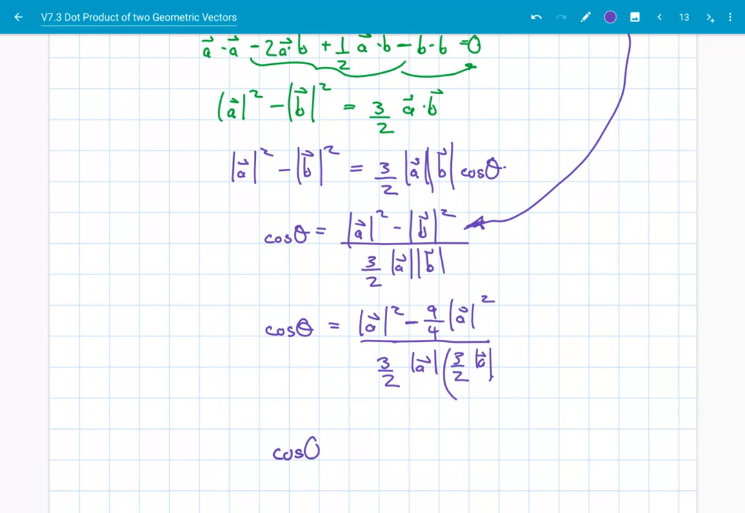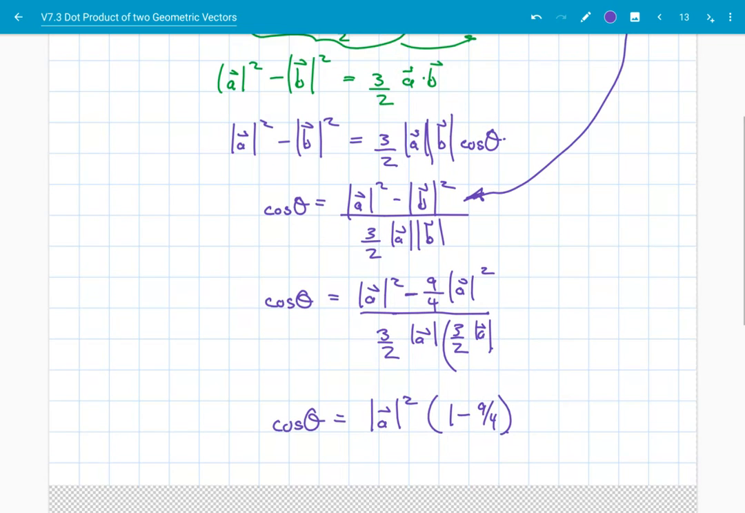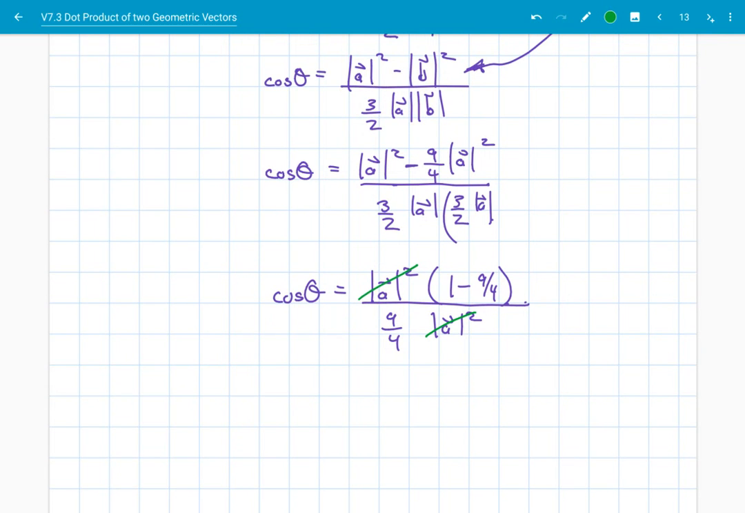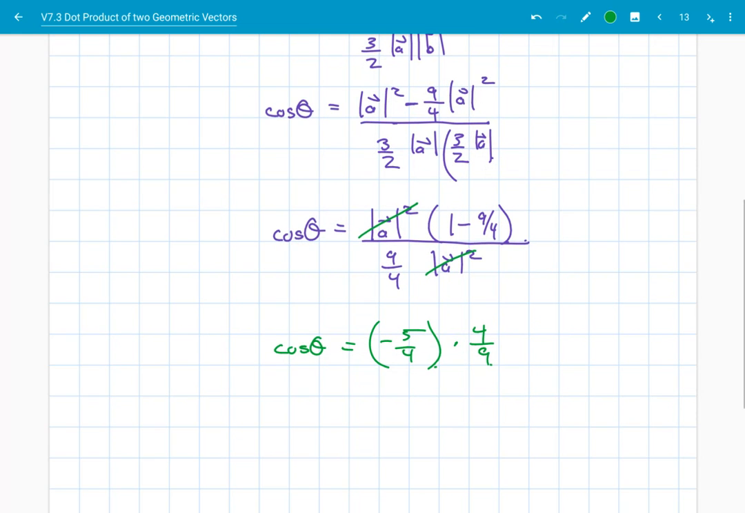So cos theta then will be, and from the top I can factor out a magnitude of a squared, leaving 1 minus 9/4. In the bottom, I have 9/4 magnitude of a squared. Okay, so the magnitude of a squared is going to cancel out, right? So I have cos theta, 1 minus 9/4 in the numerator. That's 4/4 minus 9/4, so -5/4. Divided by 9/4 means multiply by 4/9, right? Multiply by the reciprocal. So cos theta is equal to -5/9.